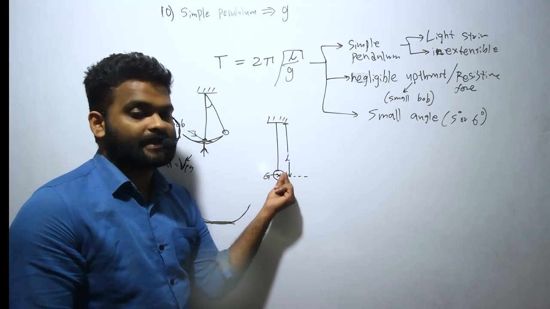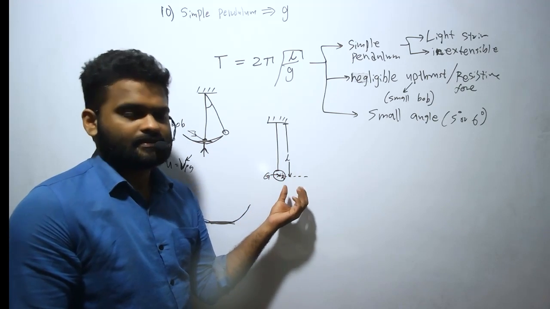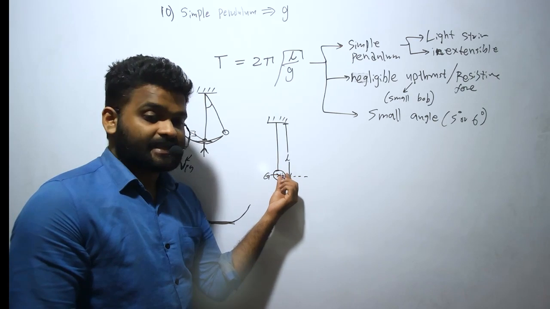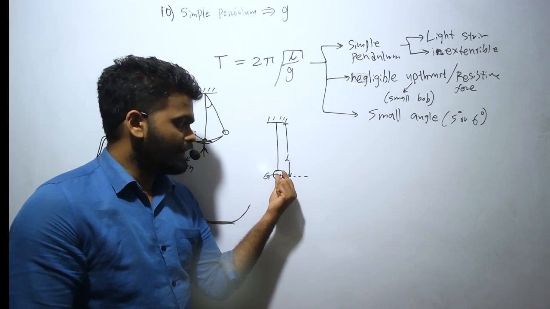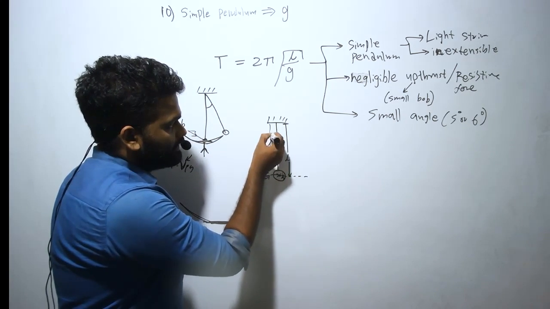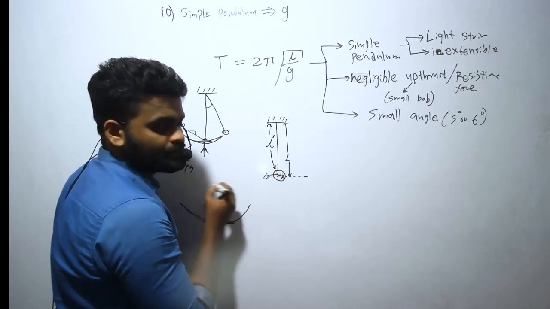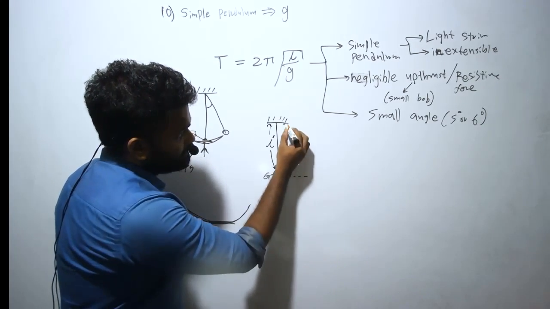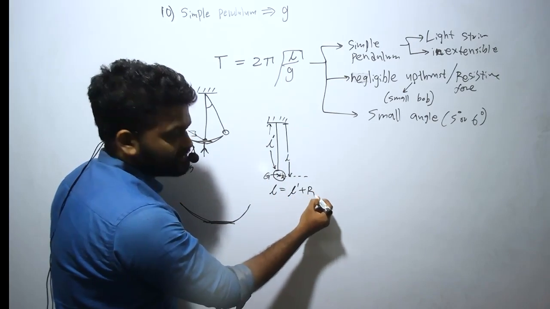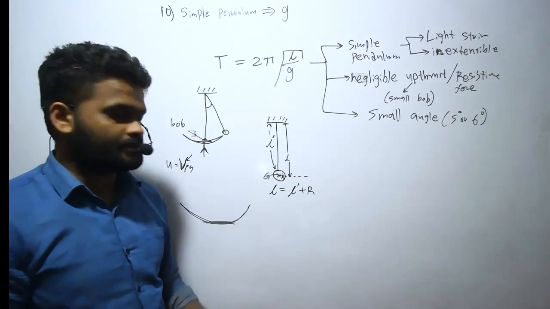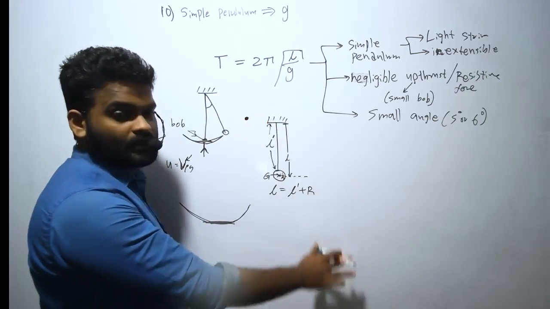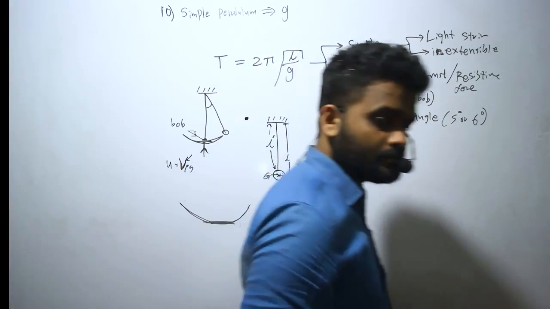Sometimes they consider the radius of this. In some cases, you can neglect the radius. But if they say you have to consider the radius, you have to consider the radius, right? So let's say the length of the string is L dash, then the length to be substituted here should be what? L dash plus R. L dash plus R, right? Draw this one as well. Put a point here. Quickly draw this. Thumbs up once you draw it.